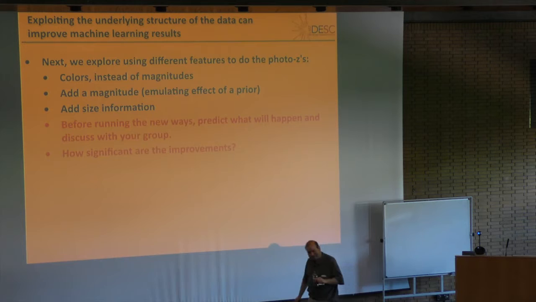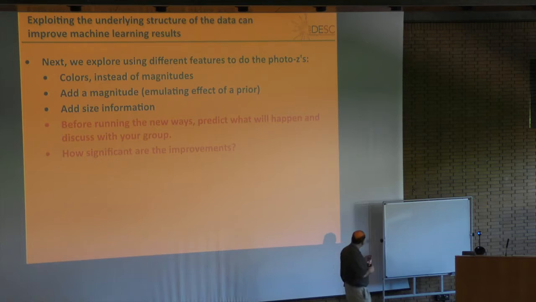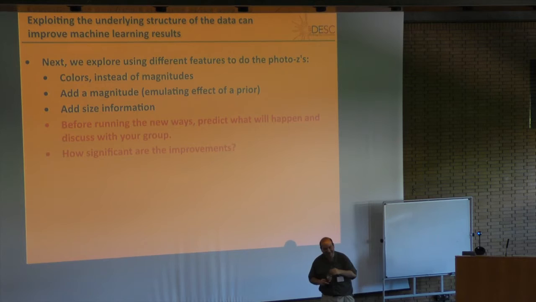I added the I magnitude, which is the same one that's plotted when you have the plots of things versus redshift. We have six bands, just like LSST. But we have five colors. There are five independent differences from six bands.